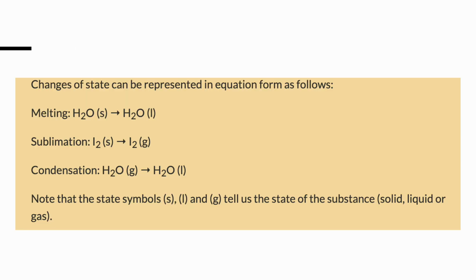Another important point to make is that the changes of state can be represented in equation form as follows. For instance, for melting, you have brackets s for the solid, and then brackets l for the liquid, and it's represented here in sublimation and condensation as well. The essential idea is that the s stands for solid, the l stands for liquid, and the g stands for gas.